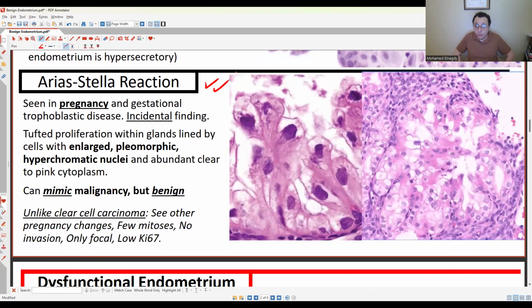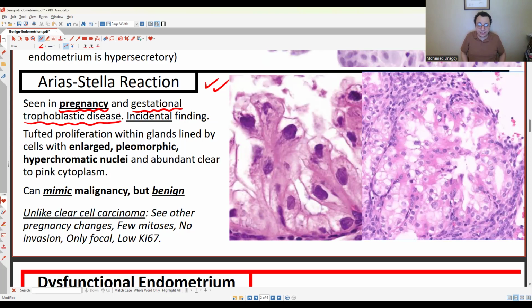Arias-Stella reaction, we kind of went through this when we were talking about the cervix yesterday, right? We mentioned that this is related to pregnancy due to pregnancy hormone, which is the HCG, the human chorionic gonadotropin. And that's why Arias-Stella reaction not only happens in pregnancy, but it happens in gestational trophoblastic diseases. Because in case of gestational trophoblastic disease like molar pregnancy, the complete mole and partial mole, they also lead to elevated HCG, and this might lead to Arias-Stella reaction as well.